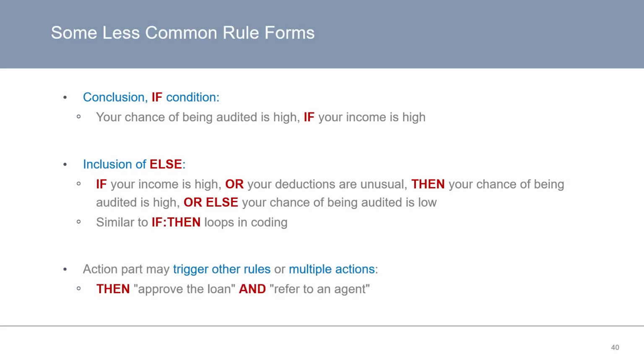You can also have situations where the action or consequent of a rule will actually trigger other rules or multiple actions. So for example, you could have a rule that triggers, then approve the loan, and refer to an agent. In this case, two actions are presented.